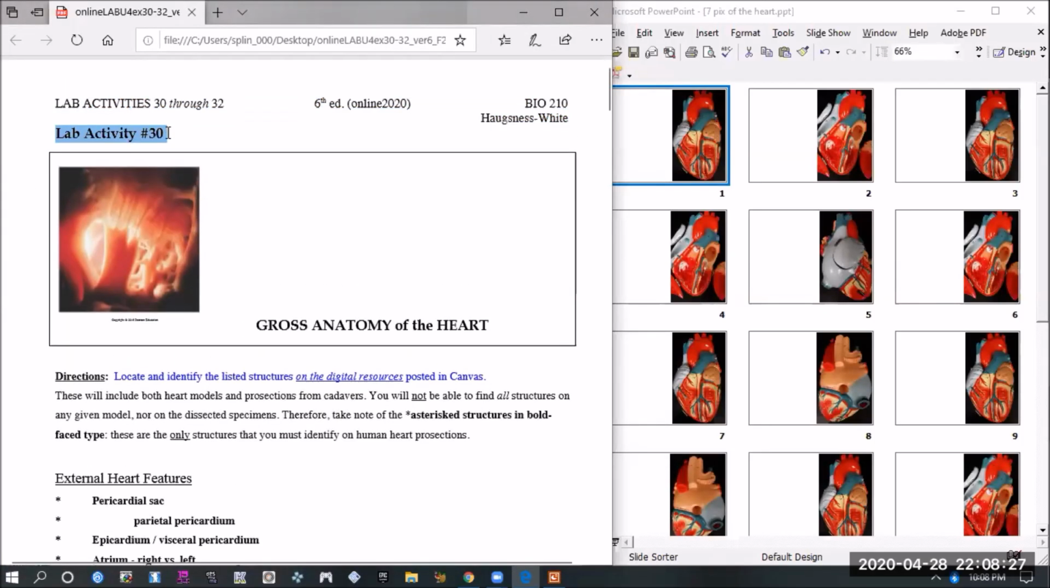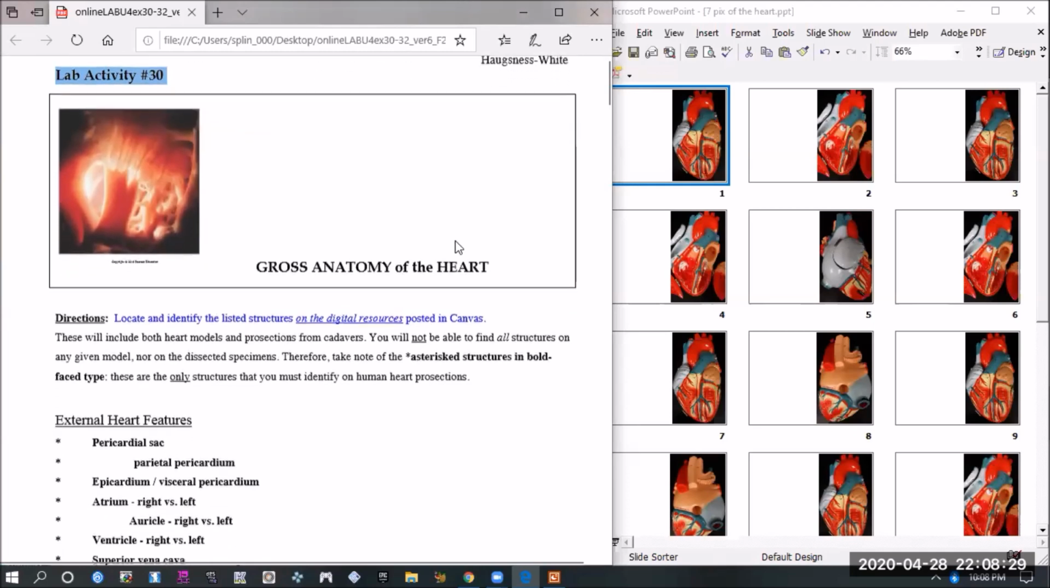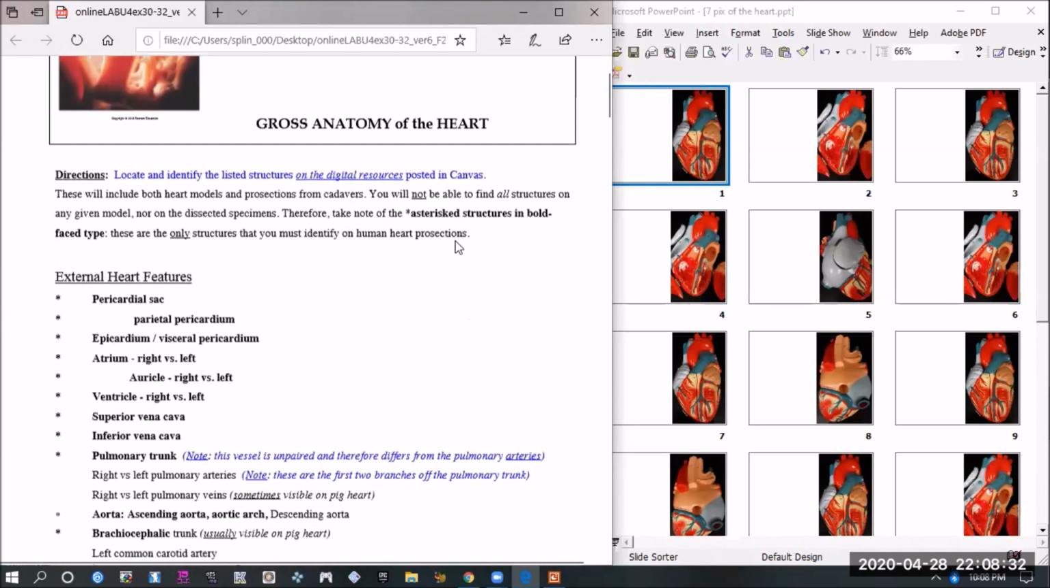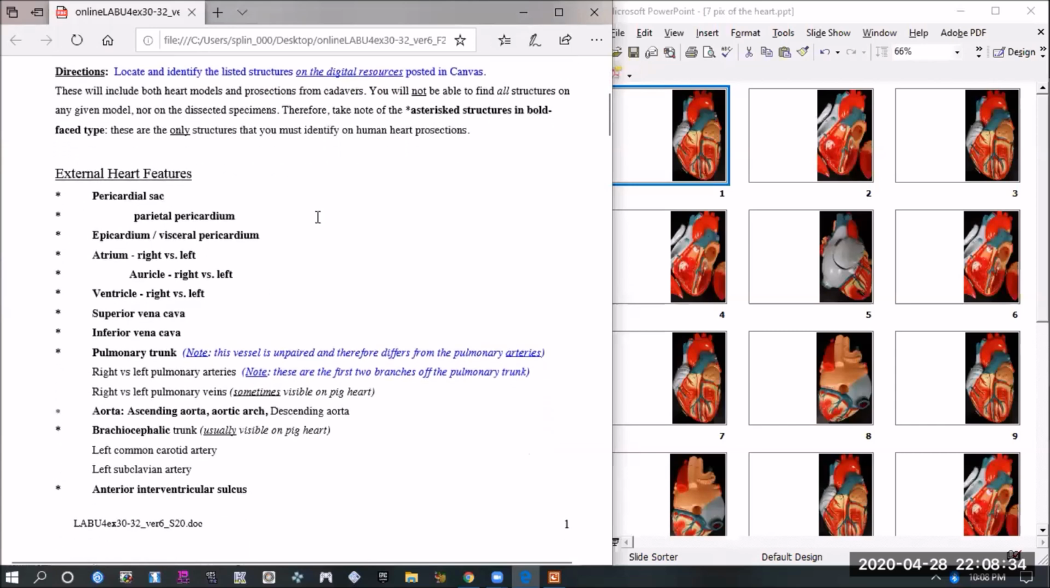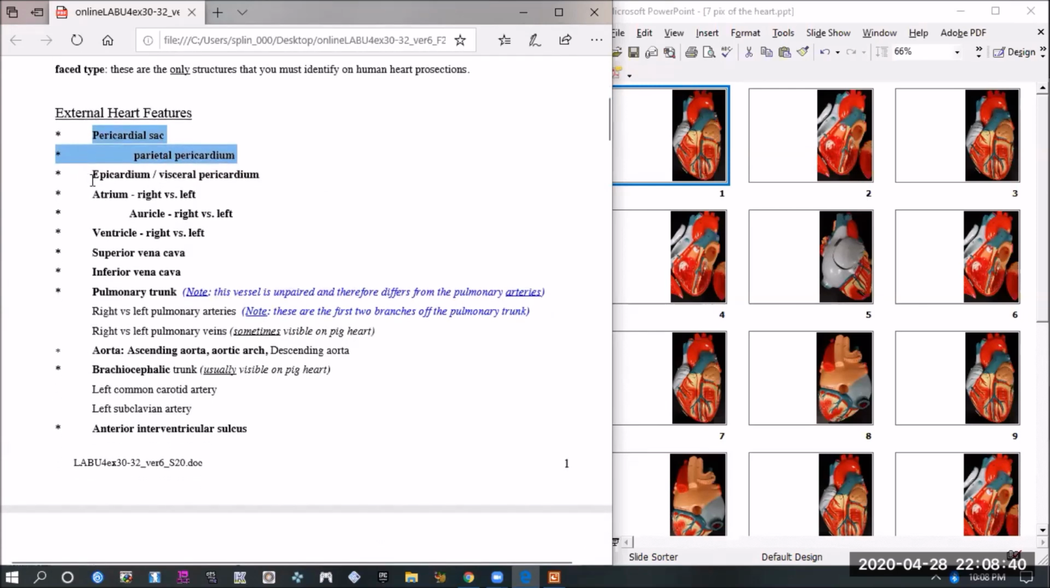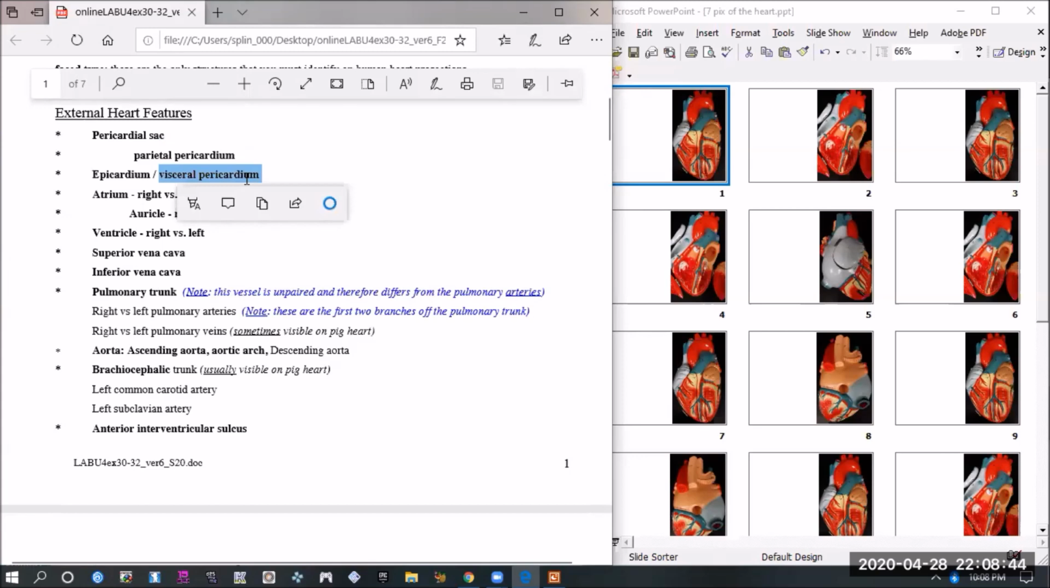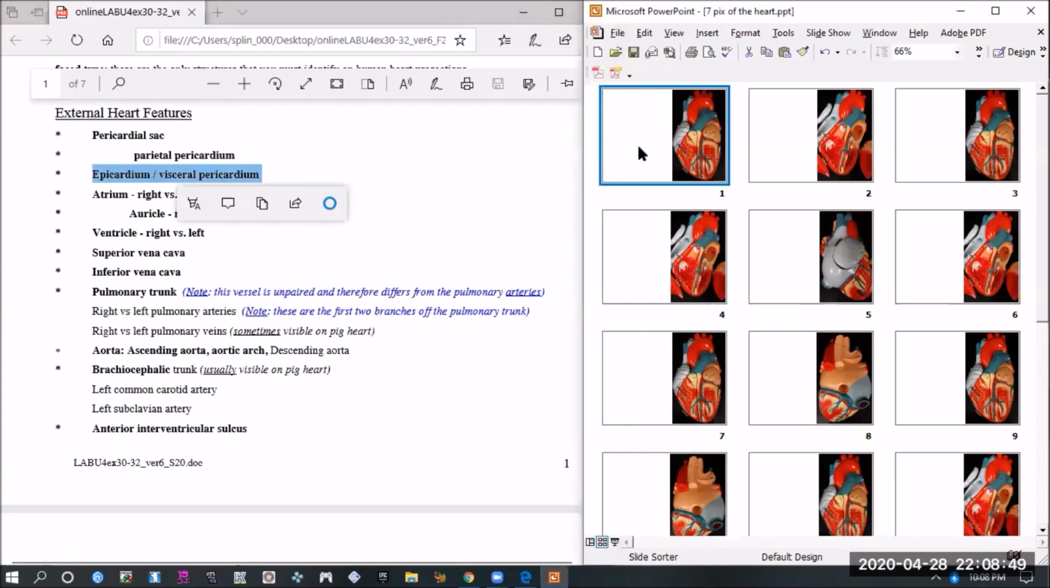We're on to activity 30, looking at the anatomy of the heart. We have the list here. And these first two we will omit. We don't have a good place to see those. So we'll start with the visceral pericardium, the serous membrane attached to the heart. And an alternate name here is epicardium.